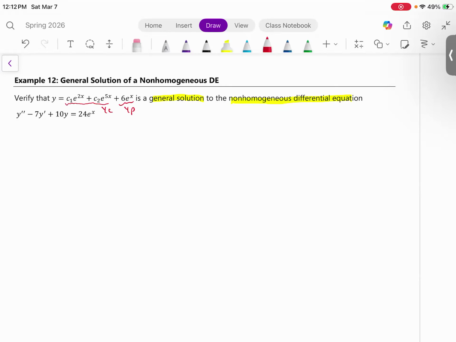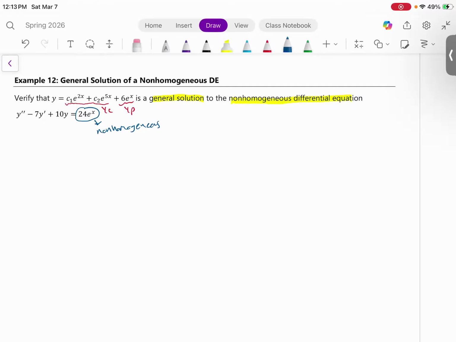So just a reminder, what makes this a non-homogeneous differential equation again? Well, it's that 24e to the x. It's a free-floating x term. It's not attached to a y component, so this makes it non-homogeneous.